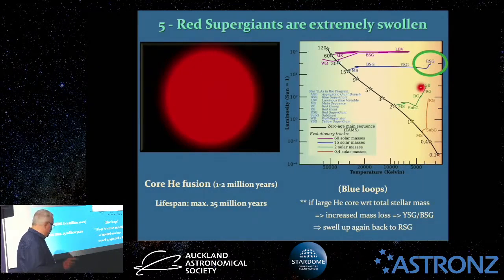Can anyone tell me a supergiant that's very visible in our sky that's going through the blue loop right now as we talk? A clue, it's in the constellation Carina. Alpha Carinae? Alpha Carinae? Canopus. Canopus, Alpha Carinae.